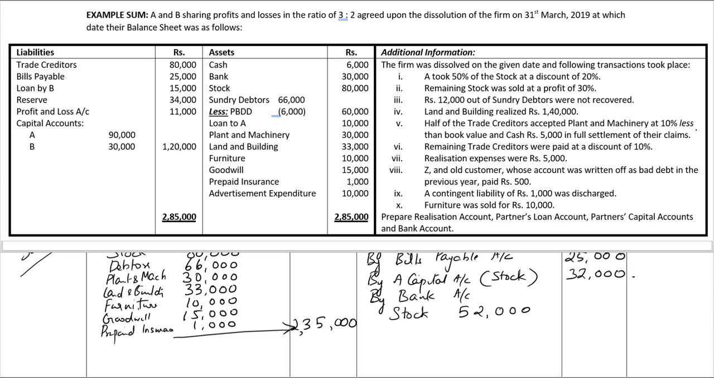Point 3. 12,000 rupees out of sundry debtors were not recovered. Out of 66,000 gross value of debtors, the firm didn't recover 12,000 rupees. So amount realized from debtors is 54,000 rupees, 66,000 minus 12,000 rupees. Fourth point, land and building realized 1,40,000 rupees. So 1,40,000 rupees from sale of land and building.